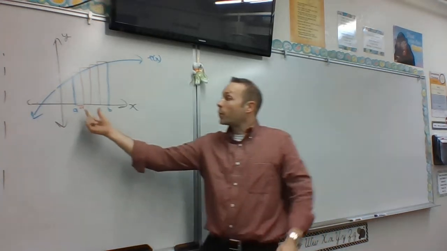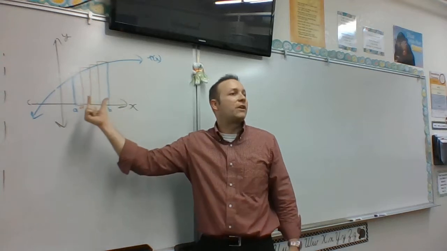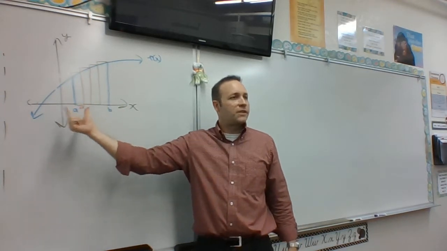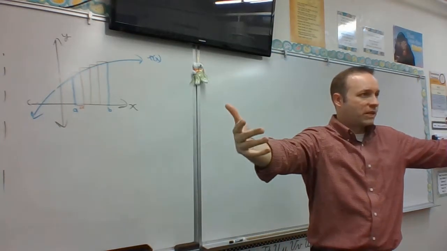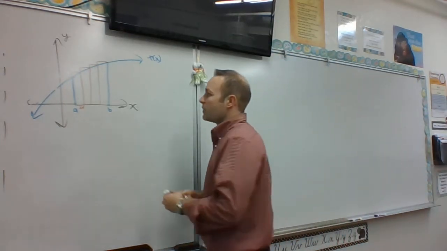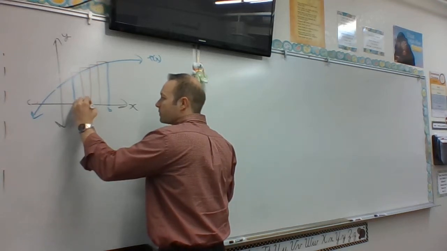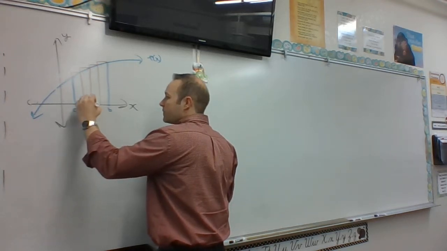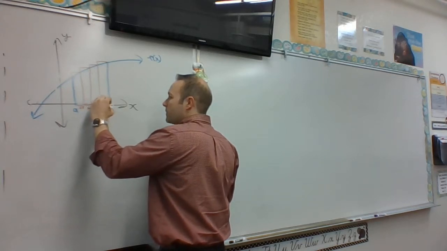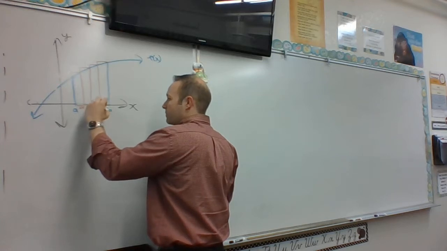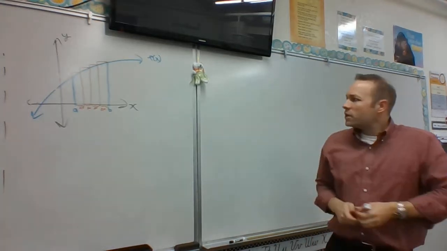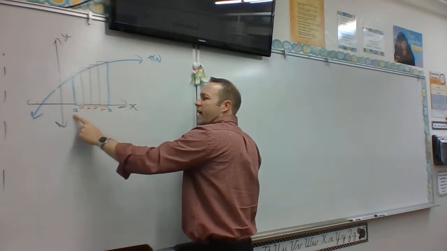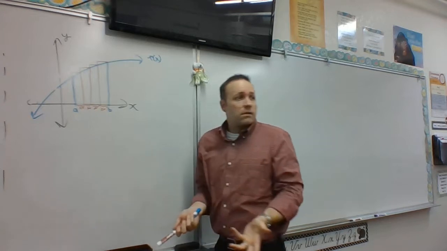So as we add more rectangles, delta x gets smaller and smaller and smaller. Delta x is the width of the rectangle. We make it smaller and smaller as we increase the number of rectangles. So this is a delta x. Another delta x. This is a delta x. And for this one, we only have 4 delta x's.